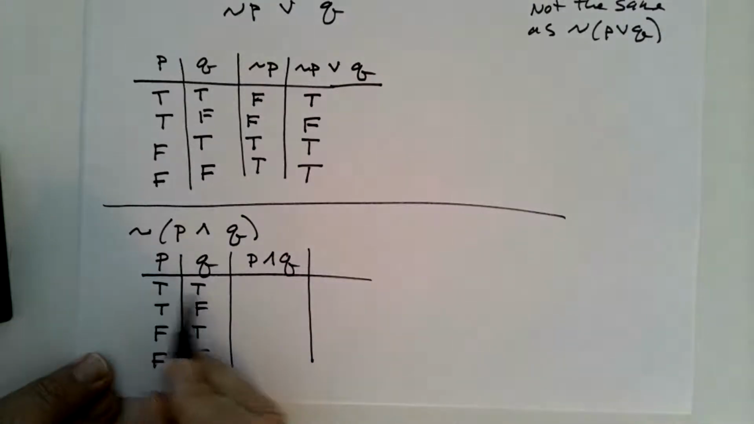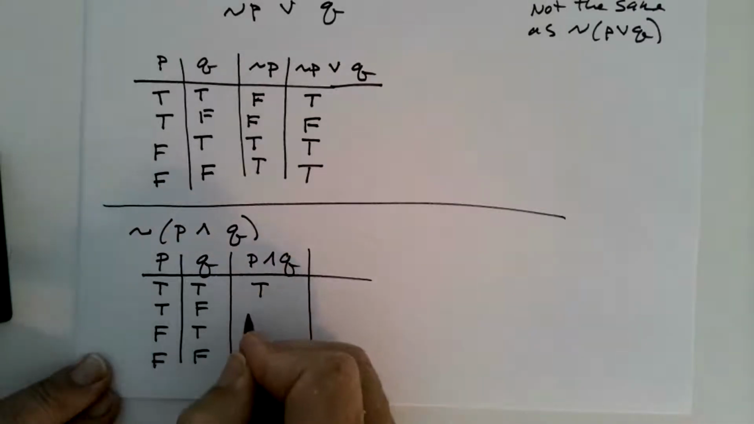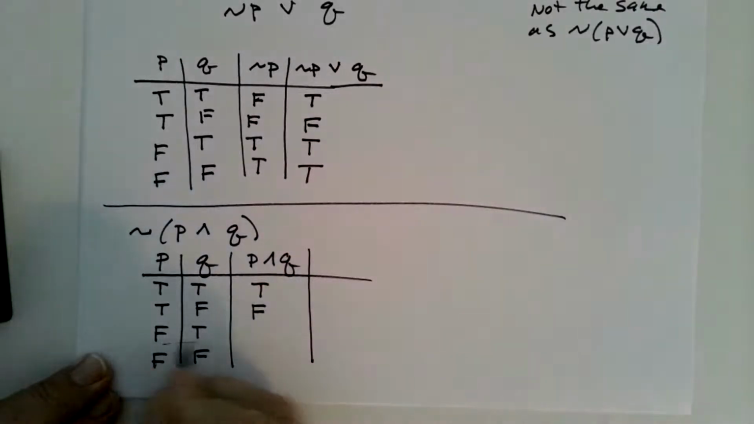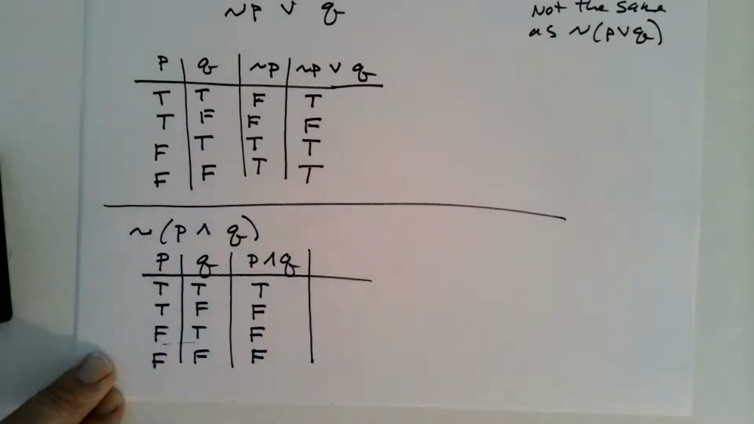P and Q will be true if both are true. True, true, both true, yes. True, false, both true, no. False, true, both true, no. False, false, both true, no. So that is my truth table for P and Q.